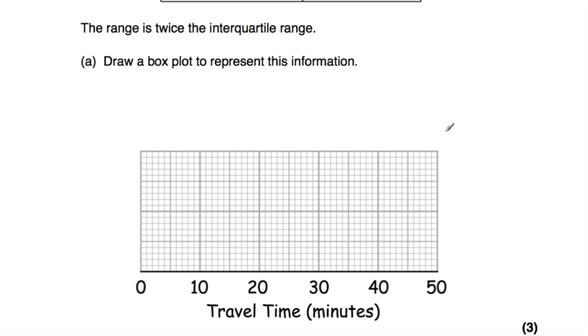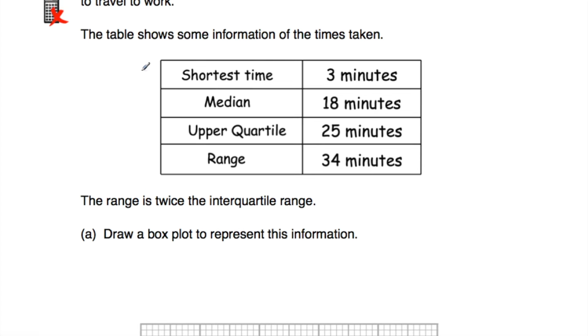We need the lowest or the shortest amount of time, the lower quartile, the median, the upper quartile, and the longest amount of time. So let's go up and see which ones we've got. We've got the shortest, we've got the median, and we've got the upper quartile. So we need to find the lower quartile, and also we need to find the longest amount of time it takes to get to work as well.